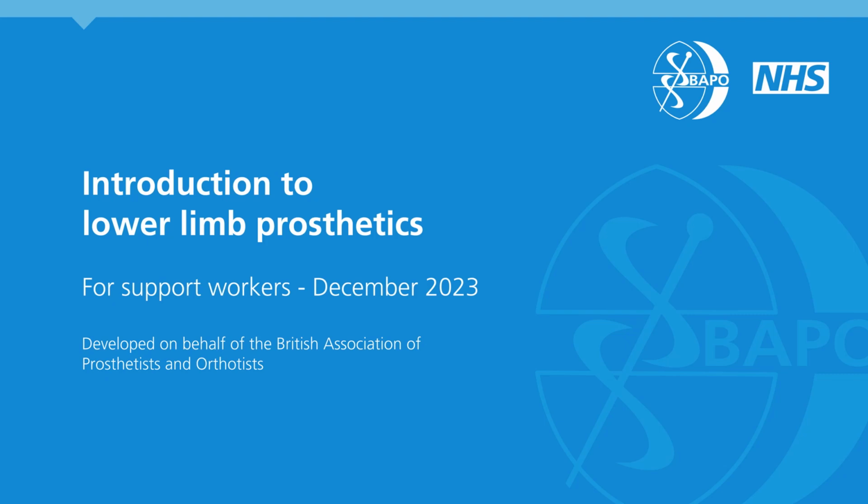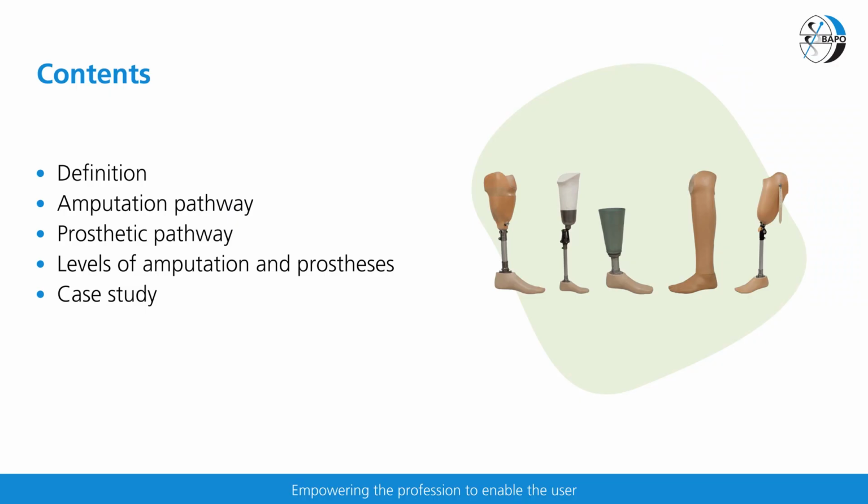This presentation will provide a basic overview of lower limb prosthetics for support workers. We will discuss the definition of lower limb prostheses, the amputation pathway, prosthetic pathway, levels of amputation and prostheses, as well as provide an example of a support worker working with lower limb amputees.